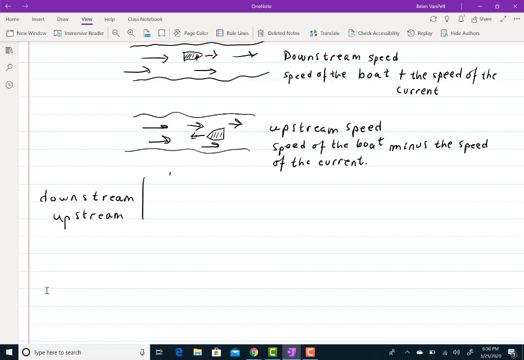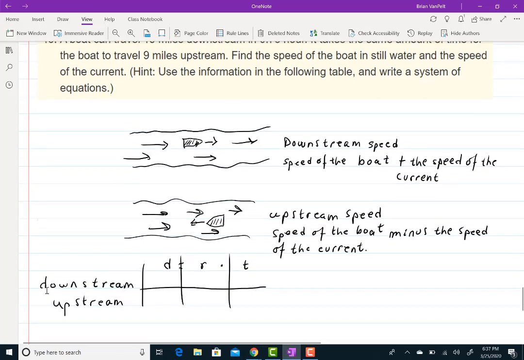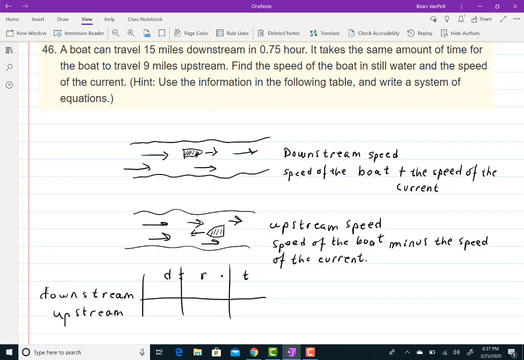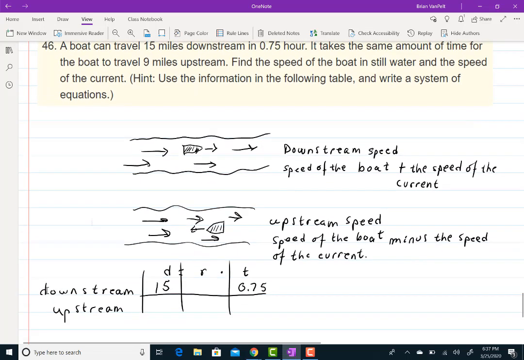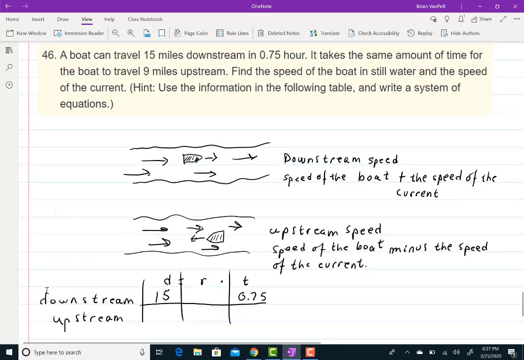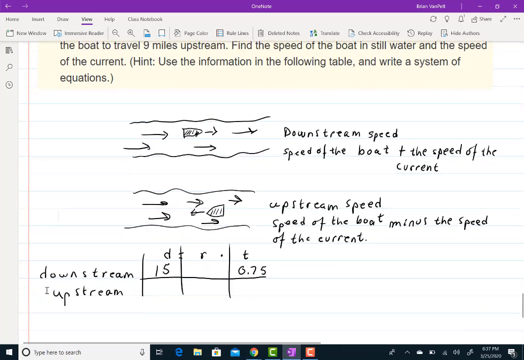And let me put our usual things. Distance equals rate times time. And we'll fill out what we can in this table. So let's see what the information is here. 15 miles downstream. It takes them 0.75 of an hour. And they don't list the rate. So I'll tell you what I'm going to do for downstream. I'll call it something else. Upstream, they can go 9 miles in the same time.